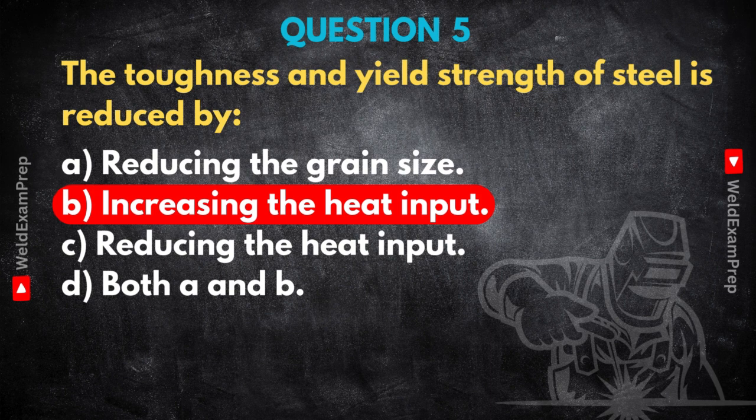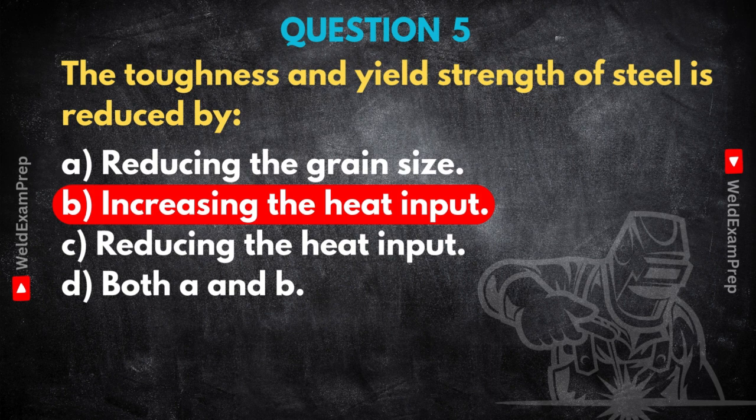Knowing this relationship between heat input, cooling rate, grain size, and properties is absolutely vital for engineers and inspectors. It's why you often see maximum heat input limits specified in procedures to control that microstructure and ensure you get the mechanical properties you need. And there we have it.